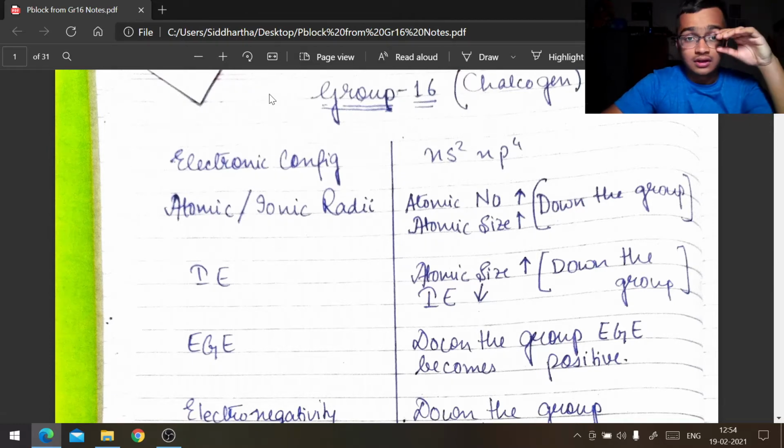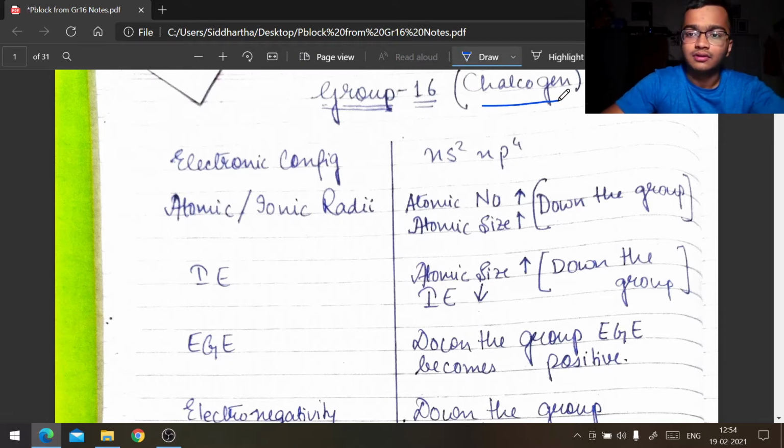So let's begin. P block elements, group 16. Group 16 elements are also called chalcogens. Now what is the meaning of chalcogens? That means they are ore formers. Ore means they are found in mineral ore, like iron ore. So group 16 elements are also called chalcogens, or ore formers.